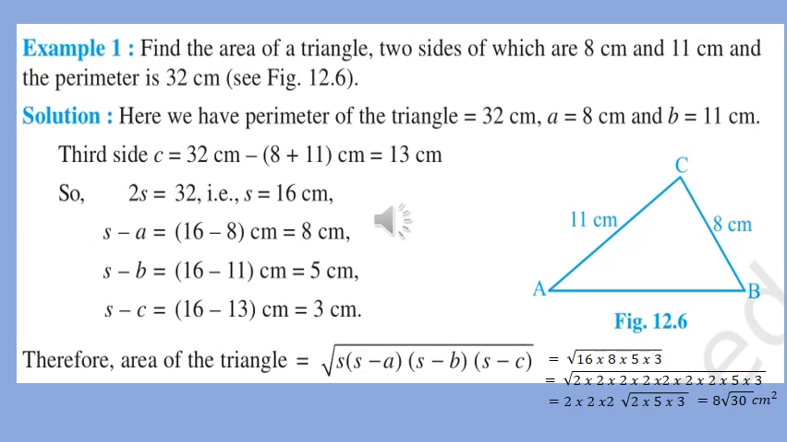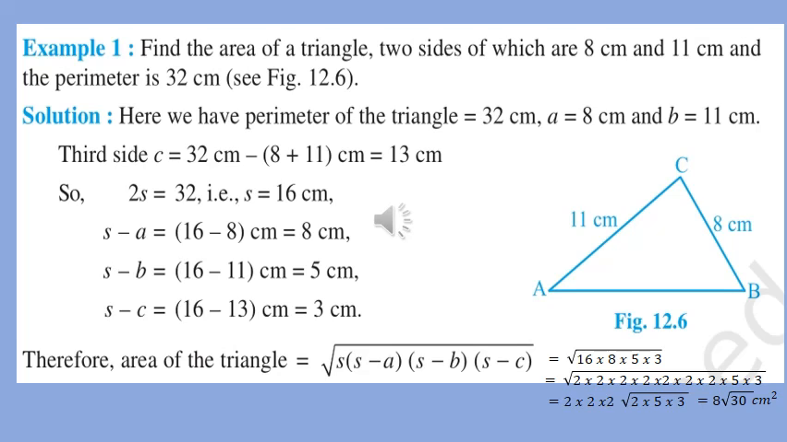Find the area of a triangle whose sides are 8 centimeter and 11 centimeter and the perimeter is 32 centimeter. See dear students, here the sum of all sides is given, means the perimeter is given, and 2 sides are given. So you can directly calculate the third side. How? From the perimeter subtract the 2 other sides, and you will get the third side.